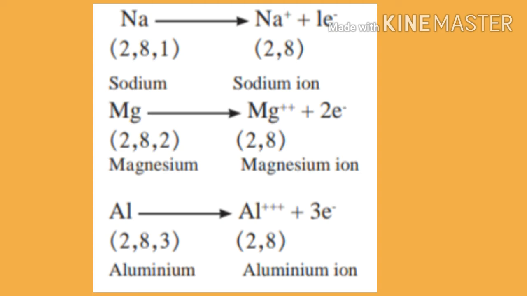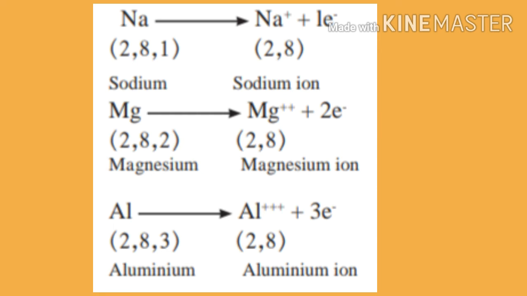Next element, that is magnesium. Configuration is 2, 8, 2. Then magnesium, to complete the octet, loses 2 electrons. Then it forms magnesium cation, that is Mg 2 plus, losing 2 e minus.